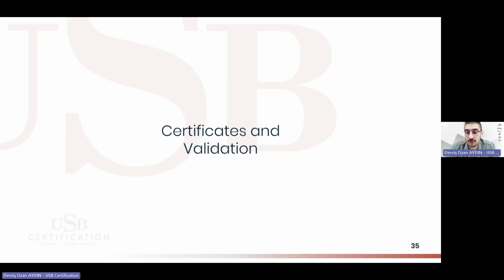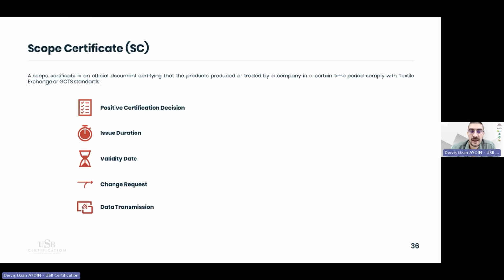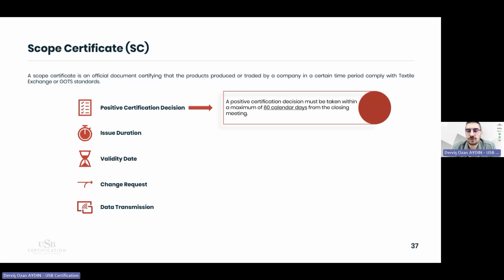When it comes to certificates and validations, we talked about scope certificates and transaction certificates. About scope certificates, called SC: a scope certificate is an official document certifying that the products produced or traded by a company in a certain time period comply with the Textile Exchange or GOTS standards. Mainly, as we said, a positive certification decision has to be given, and the decision has to be completed within 60 days.